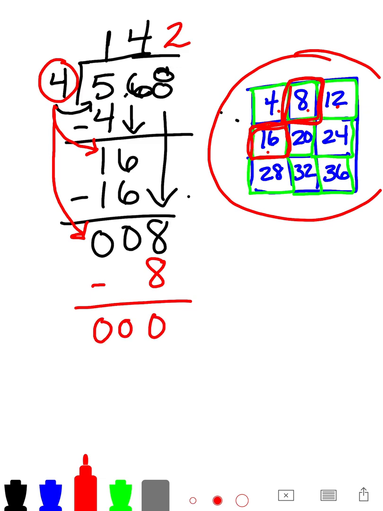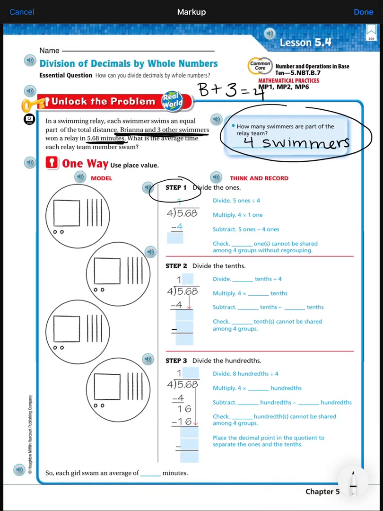0, 0, 0. We have no more numbers to bring down, so we are almost done, not quite. We now have to place our decimal point. 1, 2, 1, 2. So our answer is 1.42. I'm going to go back, and I'm going to fill this in. 1.42 minutes. So each swimmer swam roughly about 1.42 minutes, okay?